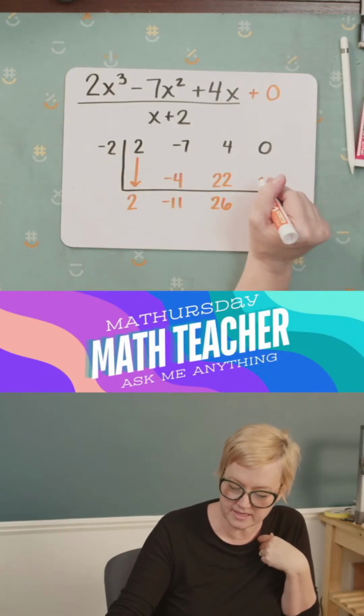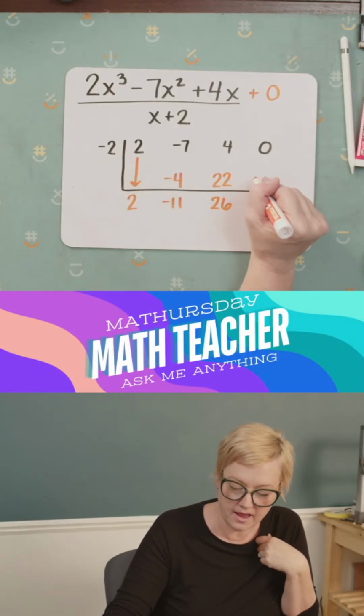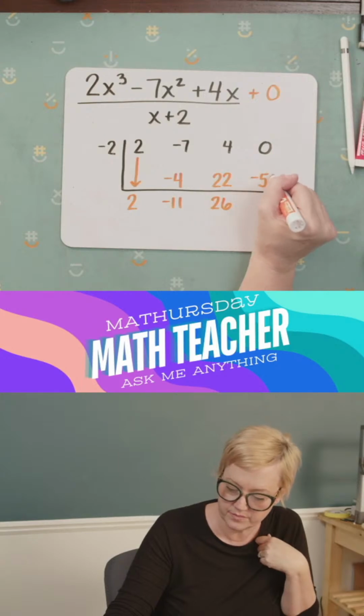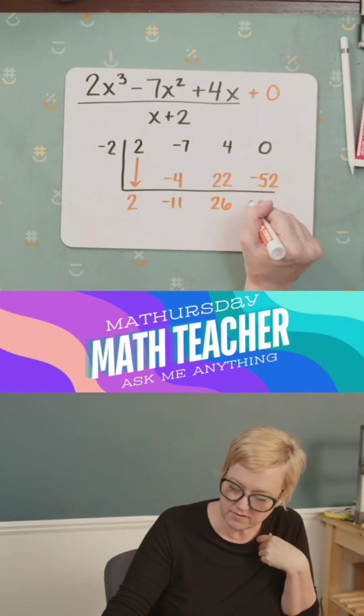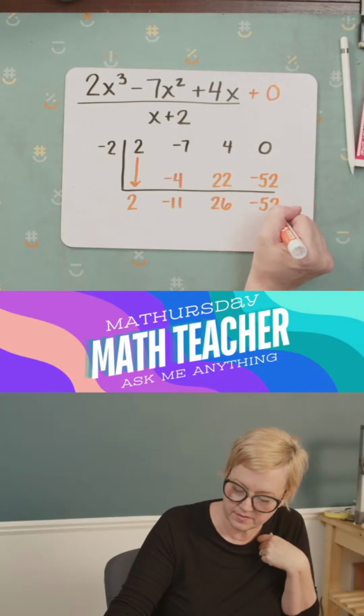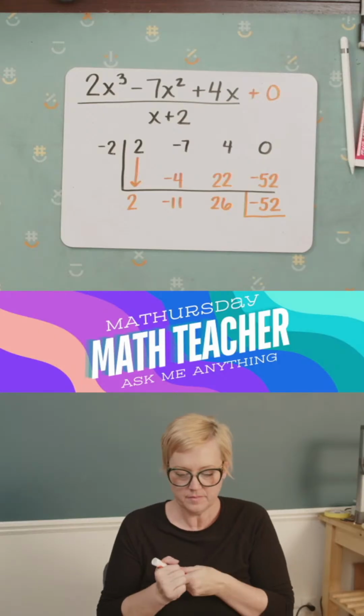-2 times 26 is -52, which is going to give me -52. Now that is my remainder.